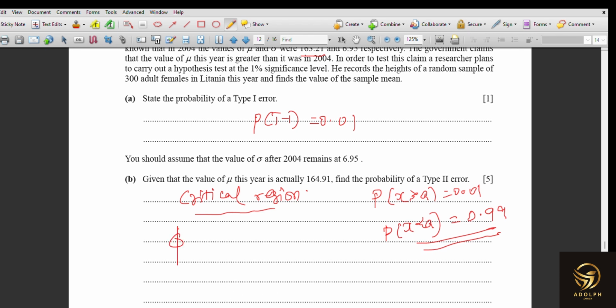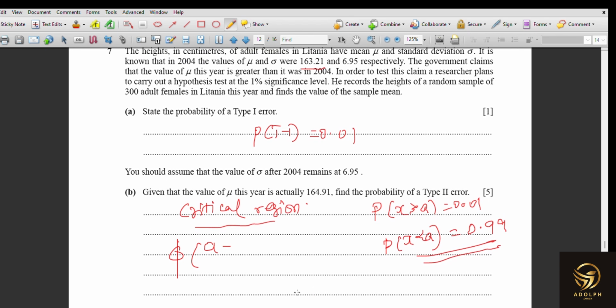So how to do it? Phi of the value we don't know, so a minus mean is 163.21. The old value we will have to use when we are finding the critical region. Just keep it in your mind. Divided by how many people they have tested. 300 adults they have tested. So before that, sigma value remains 6.95 divided by root n, root of 300. Why is that root n coming here additionally?